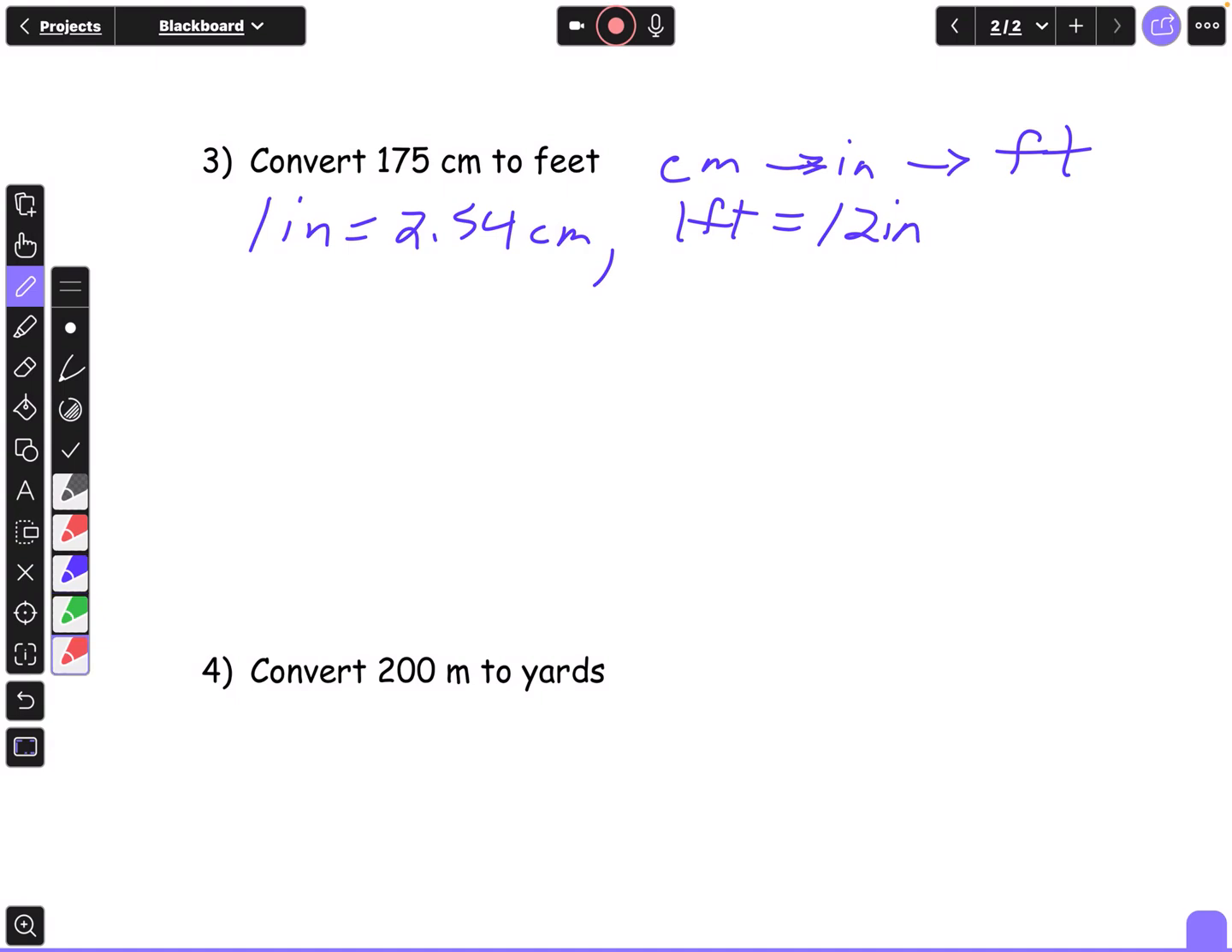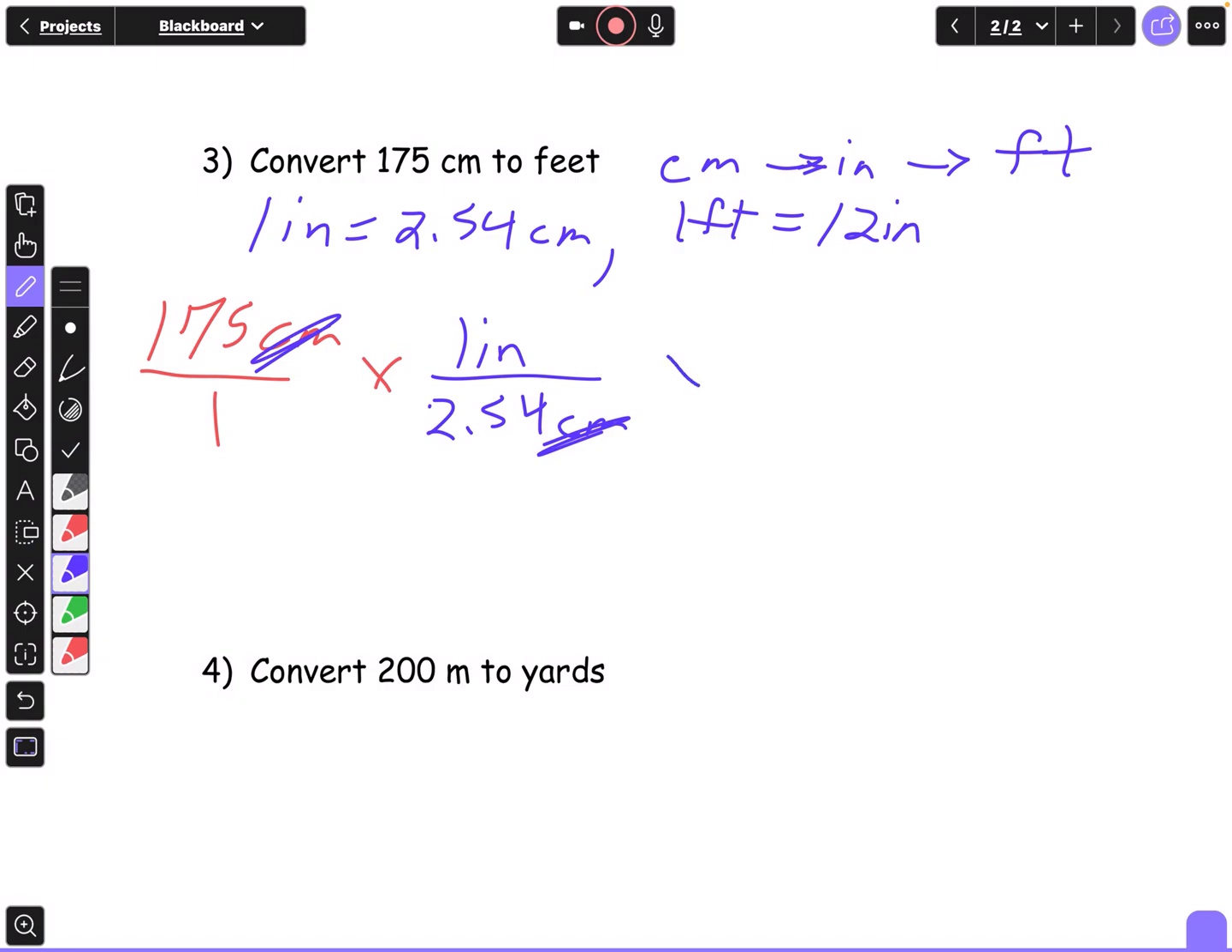So then I'm going to start. I have 175 centimeters. I'm going to put that over 1. Then I'm going to multiply by my conversion factors. First, I'm going to go to inches, then go to feet. So to go to inches, I want my centimeters to cancel out, so I'm going to put the 2.54 centimeters on bottom and the 1 inch on top, because my centimeters will cancel, and now my units are in inches. So if I stop this problem now and did the math, I'd be in inches. But I want to go on to feet, so I'm going to keep multiplying out.